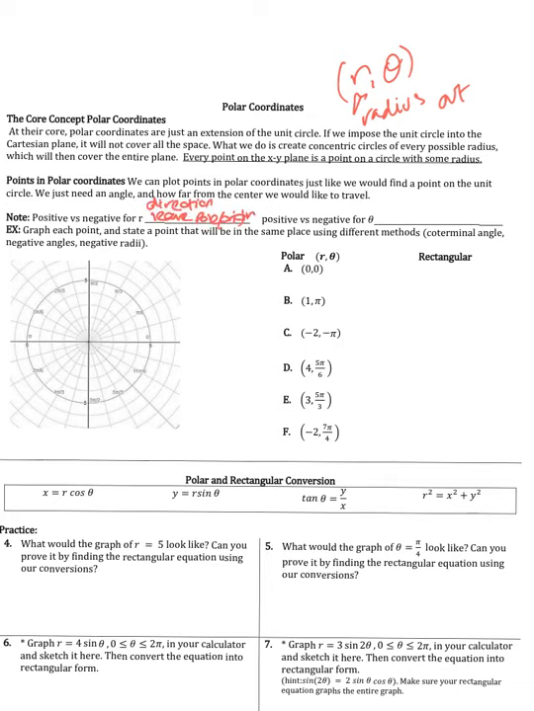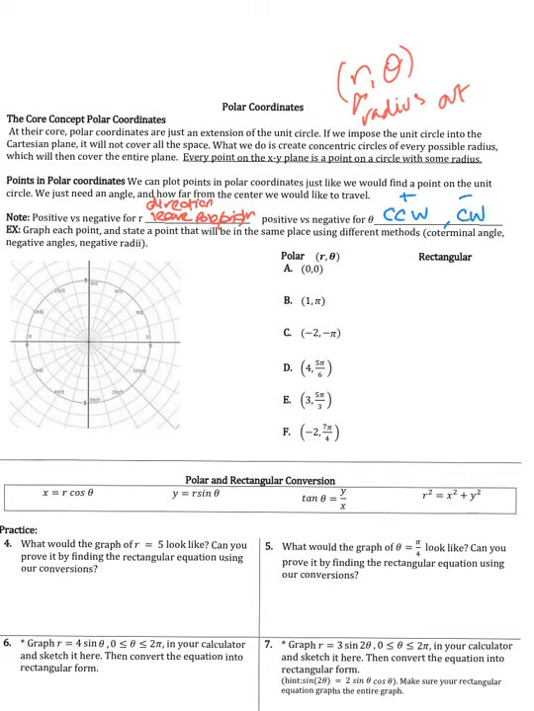So r being positive means we go out in the positive direction from the origin. R being negative means that we go out backwards from the origin, which again is referred to as the pole when we're talking about polar coordinates. And then positive versus negative angles, just as with all things in Algebra 2 and Trig, positive angles are telling us to go counterclockwise. Negative angles are telling us to go clockwise.